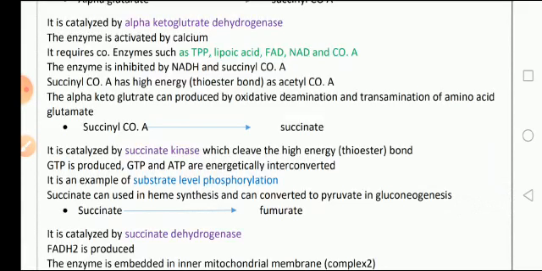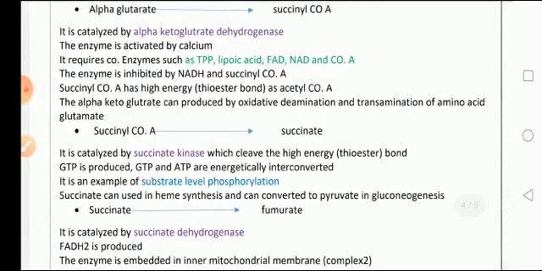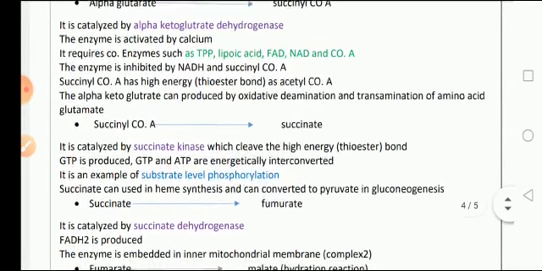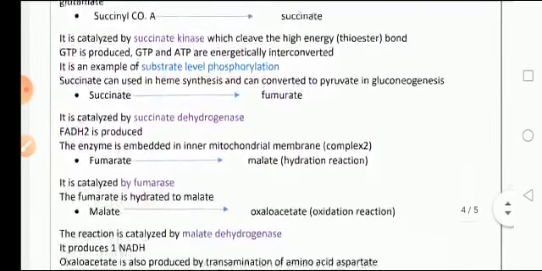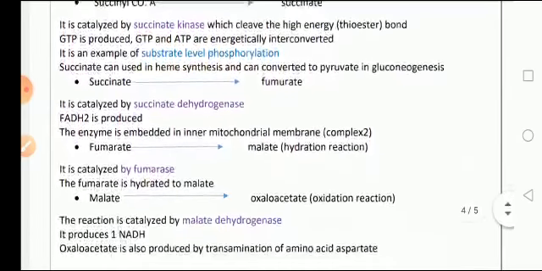Why known as substrate level phosphorylation? As we mentioned before, because the GTP or ATP synthesis is driven by a phosphate group which was given by the substrate and not the ETC. Remember, here is a very important note that alpha ketoglutarate can be produced by oxidative deamination and transamination of the amino acid glutamate. Remember, succinate may be used in heme synthesis and be converted to pyruvate in case of gluconeogenesis.